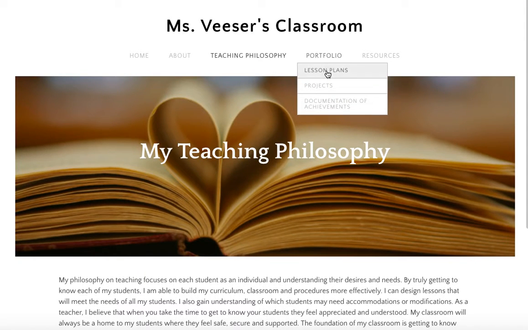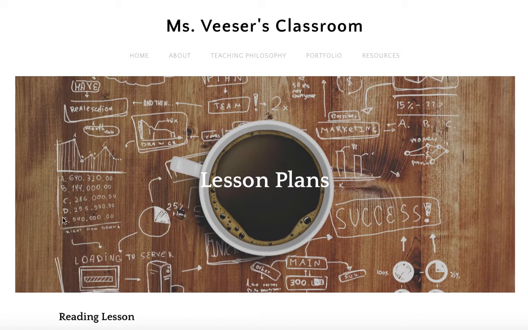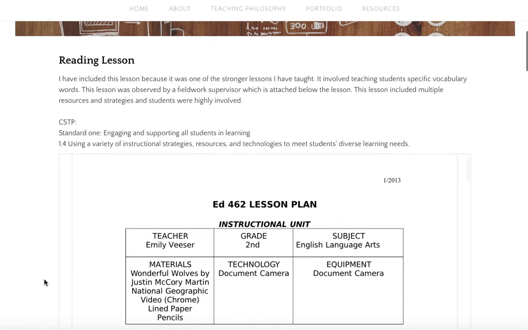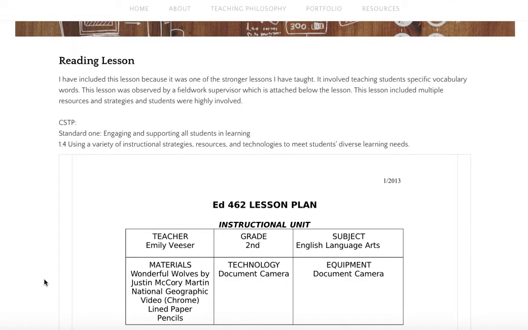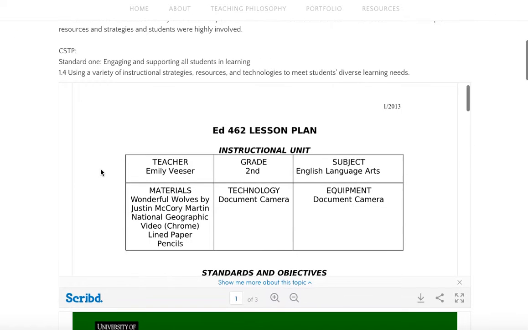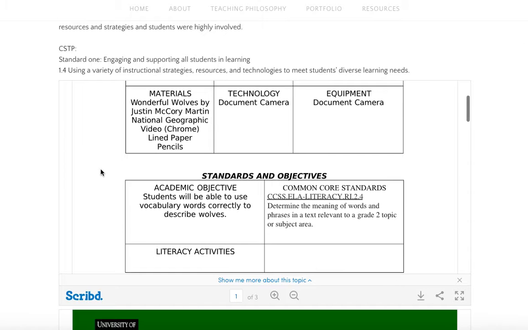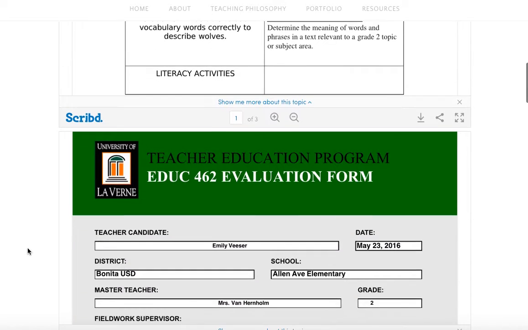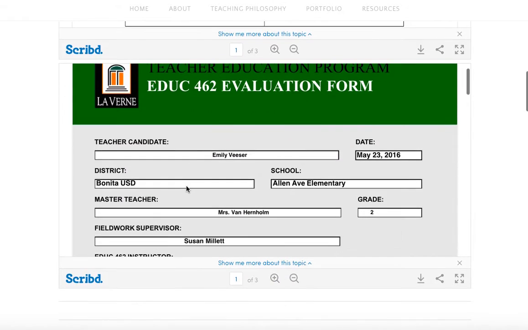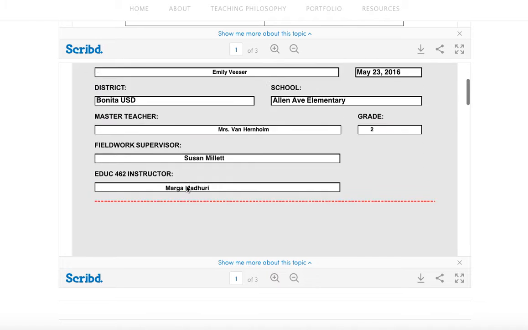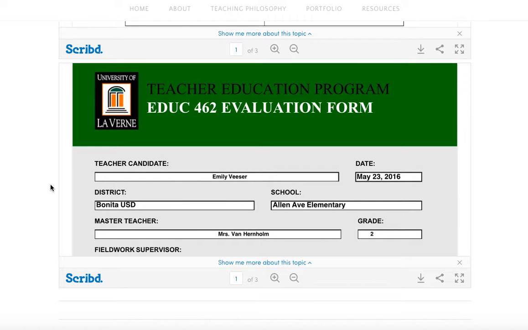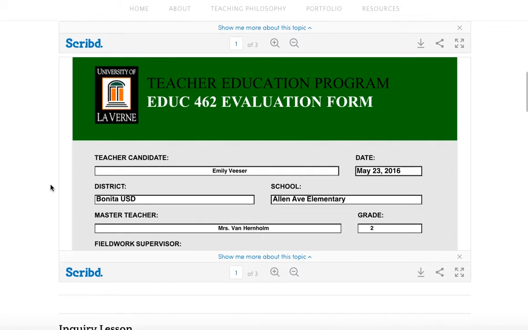Next, I'm going to go to my portfolio and I'm going to go into lesson plans first. So one of the first lesson plans I included was a reading lesson I wrote for 462. So I just included this lesson because I really enjoy teaching this lesson, and also because I have the evaluation form on here. So I put both of those attached so that whoever is looking at my portfolio can see how well I did actually teaching it and the written version of it.